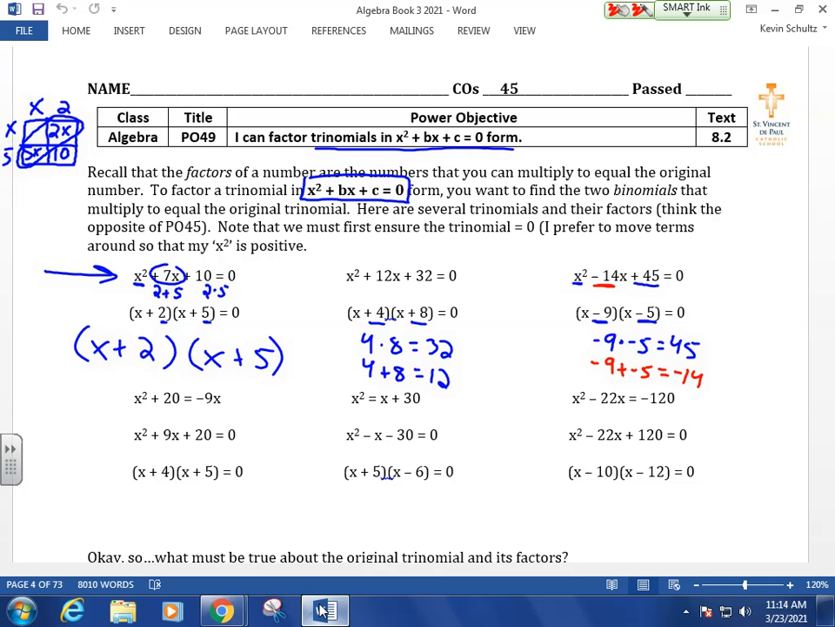Okay? These next three examples here illustrate the importance of making sure that your equation is good to go here. Notice how in the top row, all of our equations equal 0.